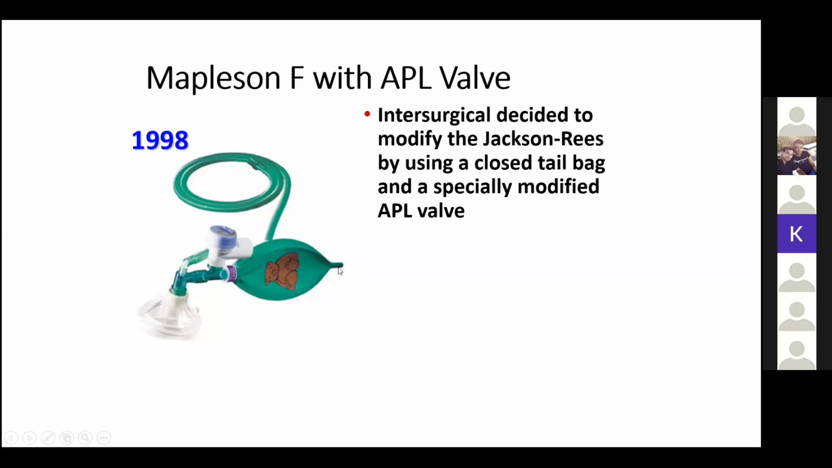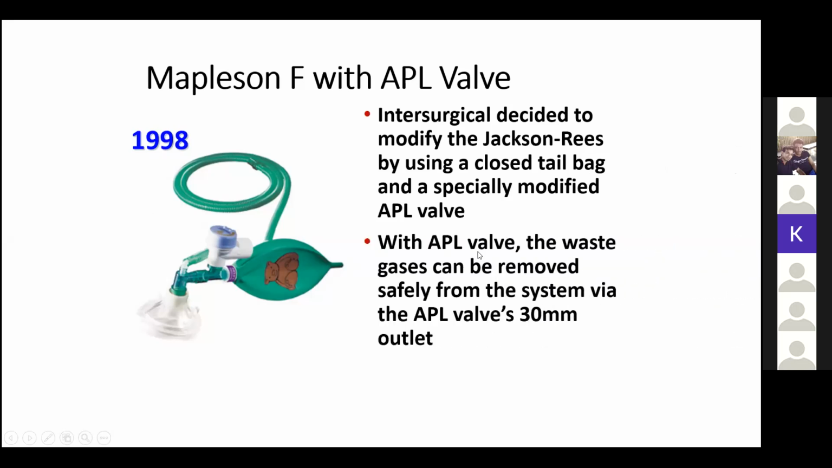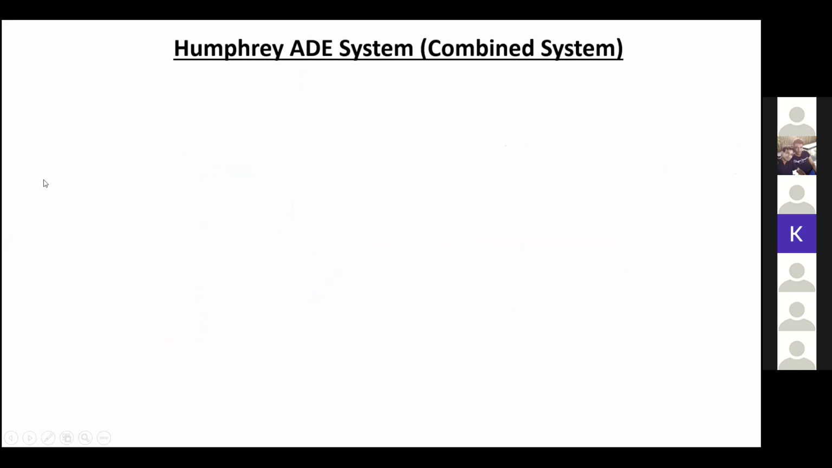This bag is closed tail, it is not open. A specially modified APL valve is used. With the APL valve, the waste gases can be removed safely from the system via the APL valve 30 millimeter outlet. Here is the outlet, so you can use it for scavenging.